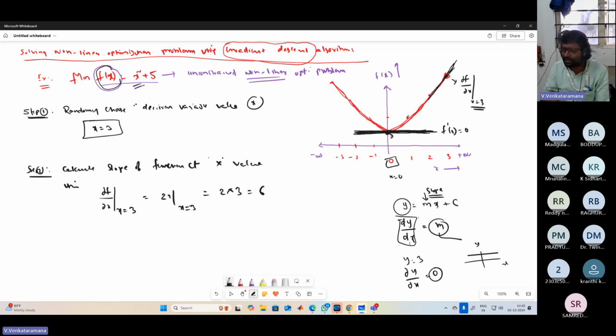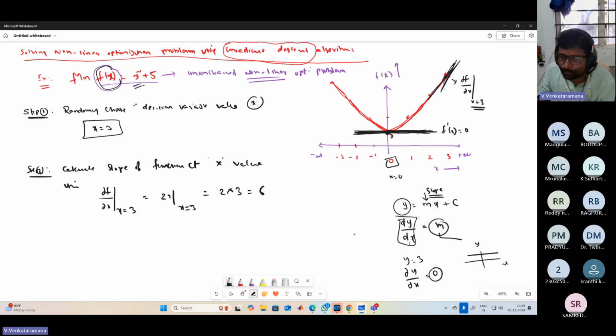Initially, I choose x equal to 3. I got some slope, 6, gradient 6. My goal is to find the value of x at which my gradient equals 0. Now see, when x equals 3, I am getting a positive slope. So when I'm on the positive slope, my goal is still to reach the 0 slope point.